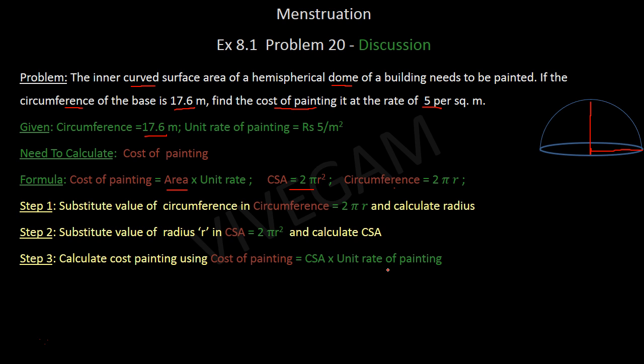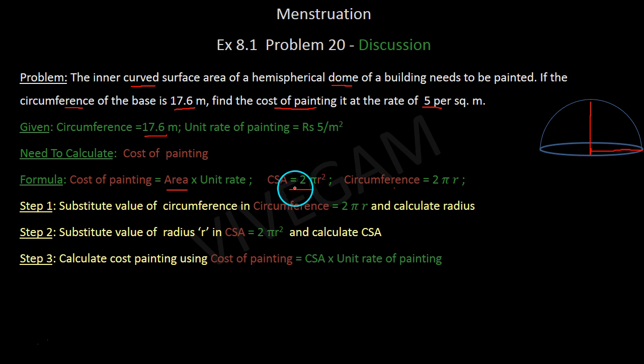As I've been telling, you always work backwards when you are thinking about how to solve the problem. So here, what are you starting with? What is asked? We are asked to calculate cost of painting. Write the formula for that: area into unit rate. We don't know area, we'll have to calculate area. So think about area. Area is nothing but curved surface area. So write the formula for curved surface area.